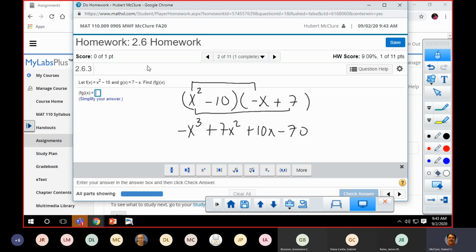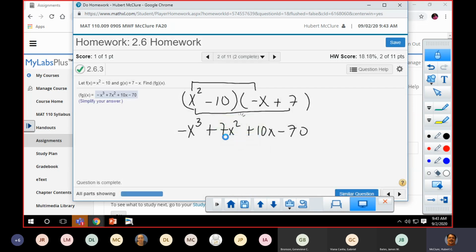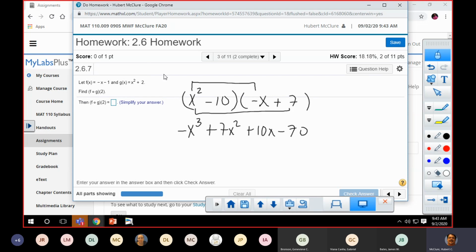So the answer would be negative x to the third power plus 7x to the second power plus 10x minus 70. That should be the answer. See, like I said, y'all been doing these things since pre-algebra.